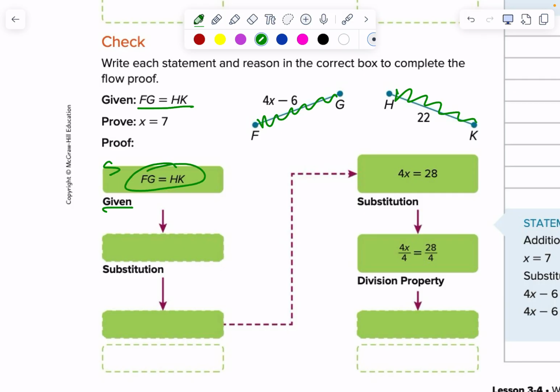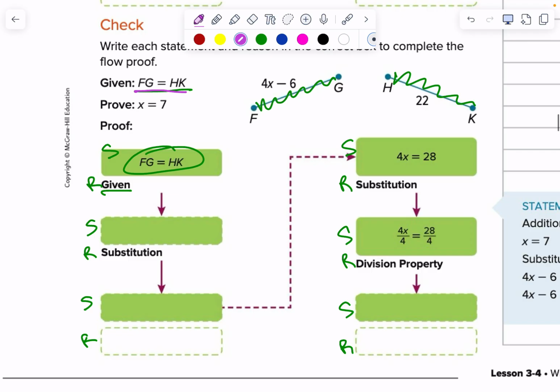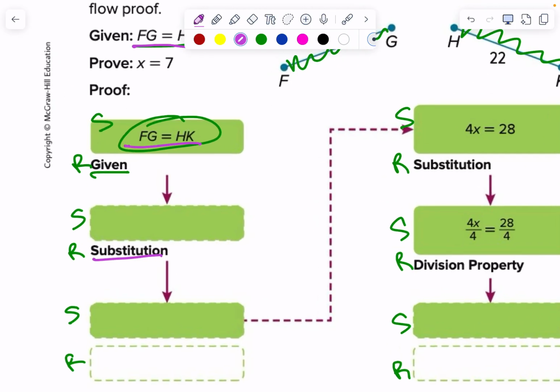This is like my statements and my reasons right below. Then I've got a statement and a reason, and a statement and a reason, and a statement and a reason. Good, good? Okay, so here's the deal. FG and HK are equal. That's given to us. And then they say we're going to use substitution to go to the next step.